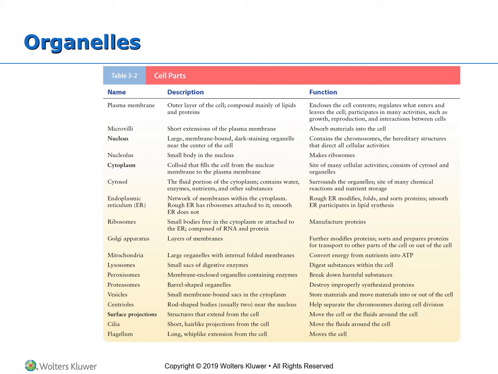We have also lysosomes and peroxisomes, which are two different structures, both of them containing enzymes that will digest, clean, and break down any type of harmful or unnecessary substances that exist inside the cells.